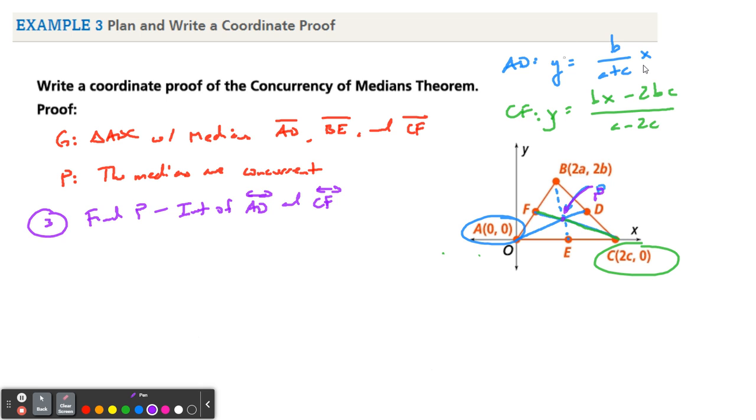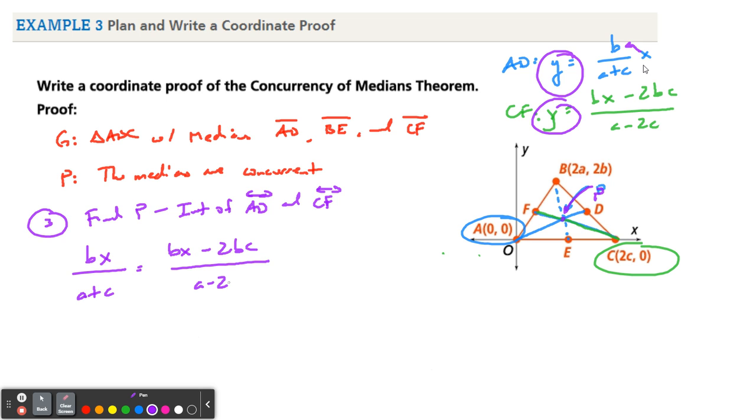Because these two equations both say y equals and y equals, we can go ahead and set the right sides equal to each other. Now I am going to put this x up here with the b. So we're going to say that bx over a plus c equals bx minus 2bc over a minus 2c. And this is definitely a world-class algebra problem.